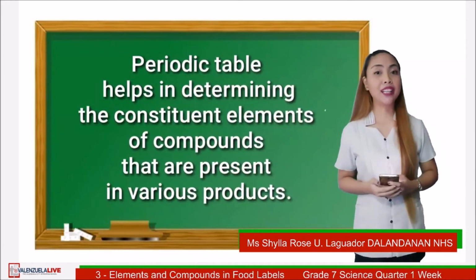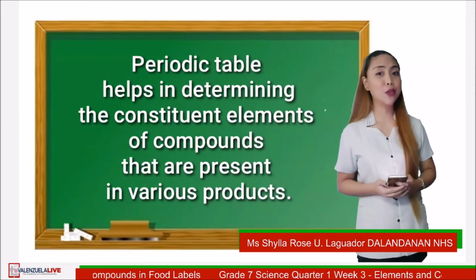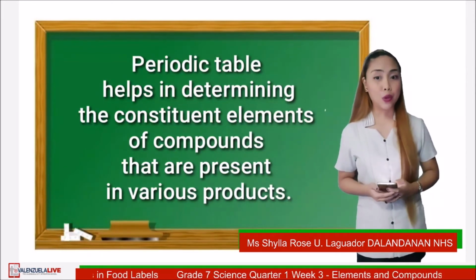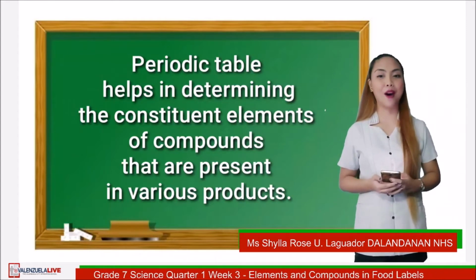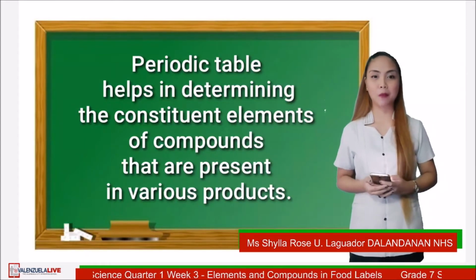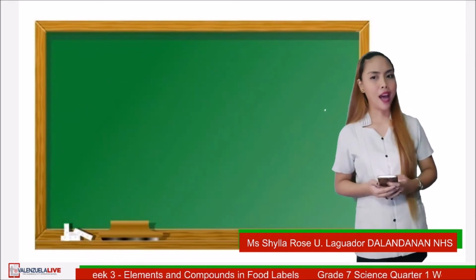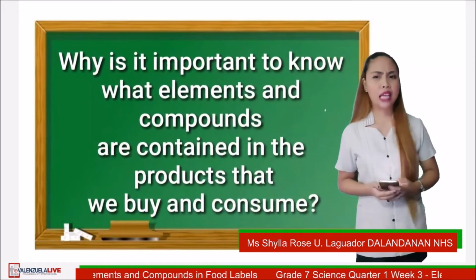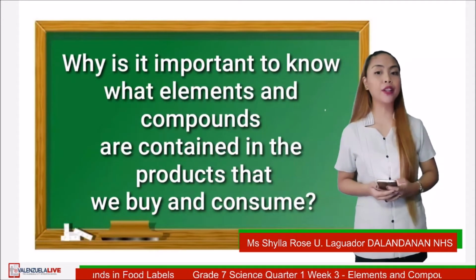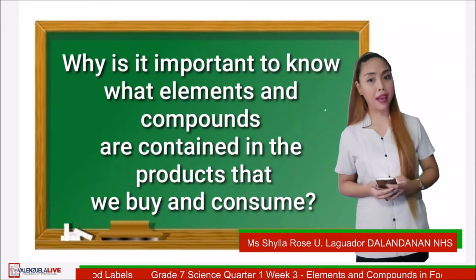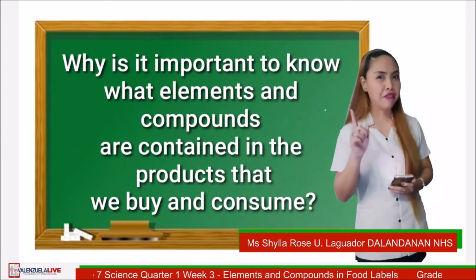However, the periodic table helps us to identify the constituent elements of a certain compound. We can use it as a reference in determining the composition of compounds present in commercialized products that are available in groceries and stores. Now, why do you think that it is important to know what elements and compounds are contained in the products that we buy, especially the foods that we consume? Do you have any idea?